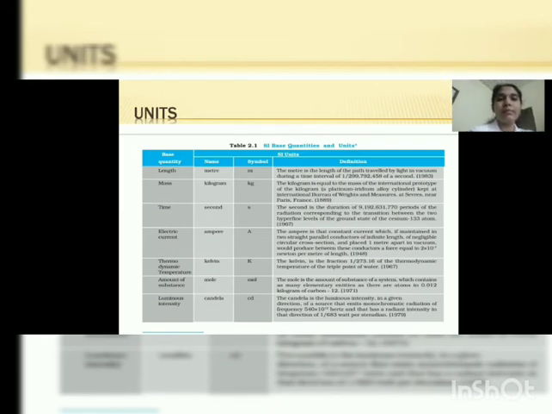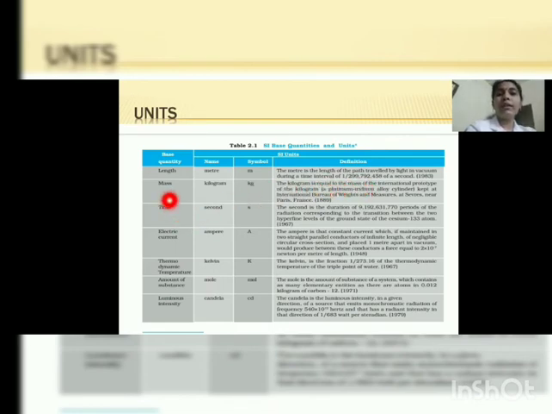are listed. The first base quantity, or fundamental quantity, is length. And what is the unit of length? The unit of length is meter, and this is the definition for 1 meter. So just go through that definition. The definition is not much important.